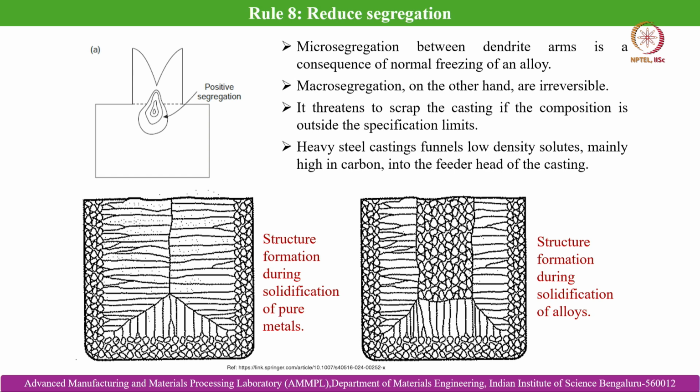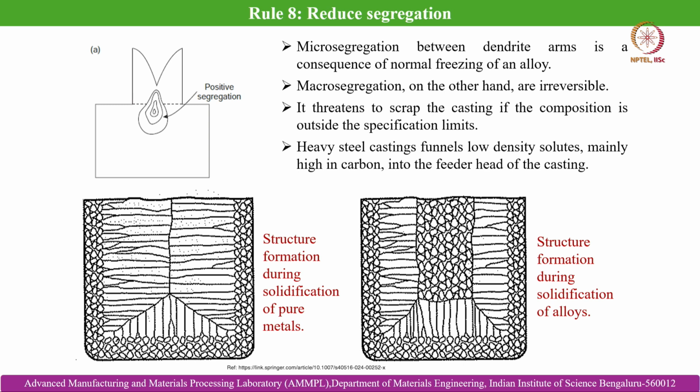This is called segregation. Micro segregation between dendrite arms is a consequence of normal freezing of an alloy, and macro segregation is a global phenomenon that we observe within the cast object, which is irreversible. It threatens to scrap the casting if the composition is outside of the specification limits.